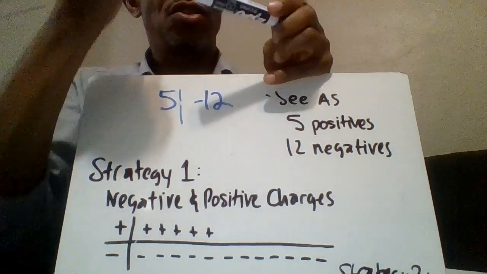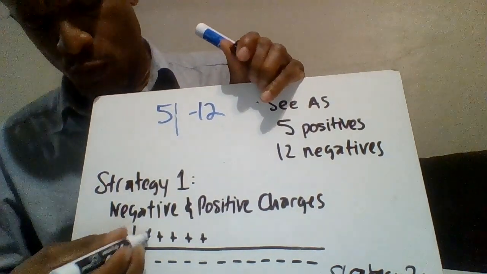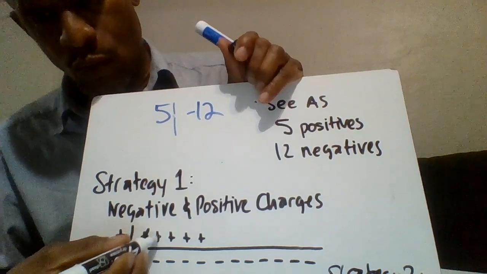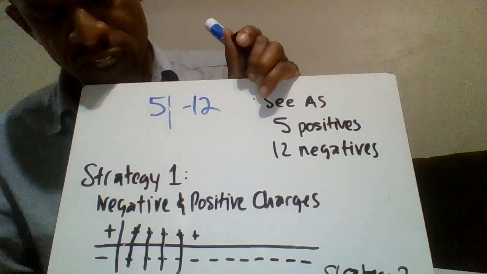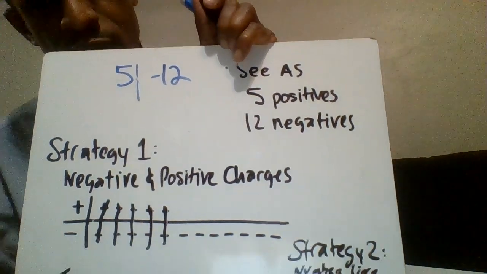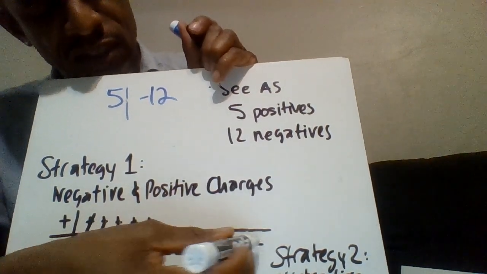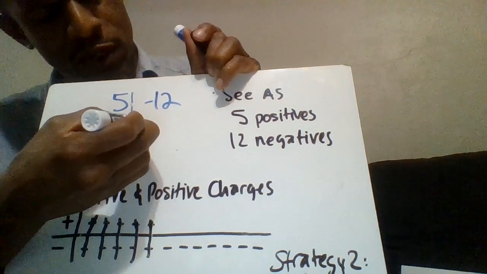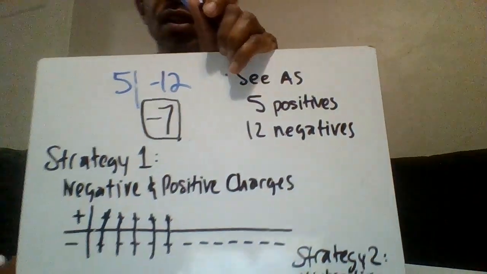Well, let's start doing some canceling out here. 1 positive, 1 negative, nothing. 1 positive, 1 negative, nothing. 1 positive, 1 negative, nothing. 1 positive, 1 negative, nothing. 1 positive, 1 negative, nothing. How many negatives do I have left over? I have 1, 2, 3, 4, 5, 6, 7 negatives left over. The resulting answer for this one is going to be negative 7.